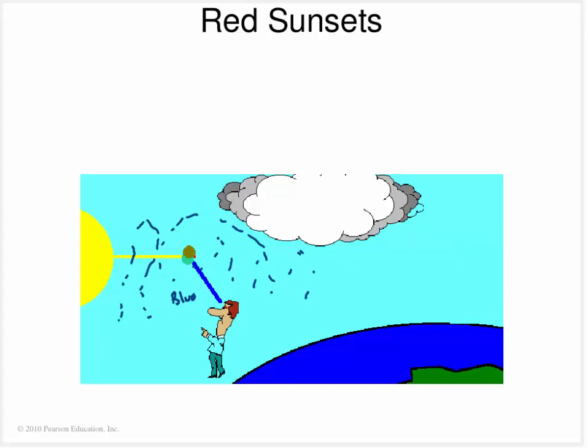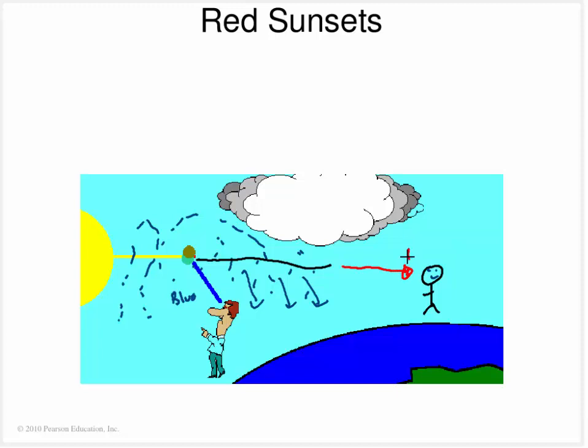If, however, I were to talk about what happens at sunset, well, at sunset, here we have our white light, and it's going through all the stuff, all the stuff, all the stuff. Well, all of the blue light is being scattered away and scattered away and scattered away. And here I am at sunset. Well, what's going to happen is all the blue has been scattered away.